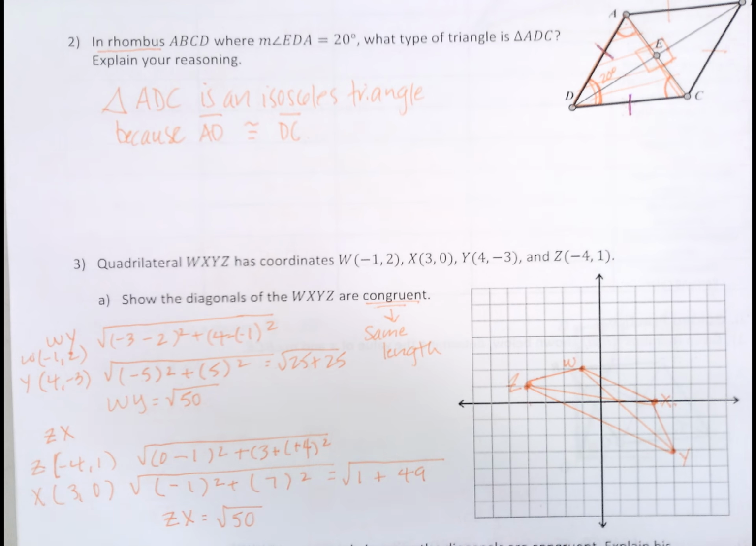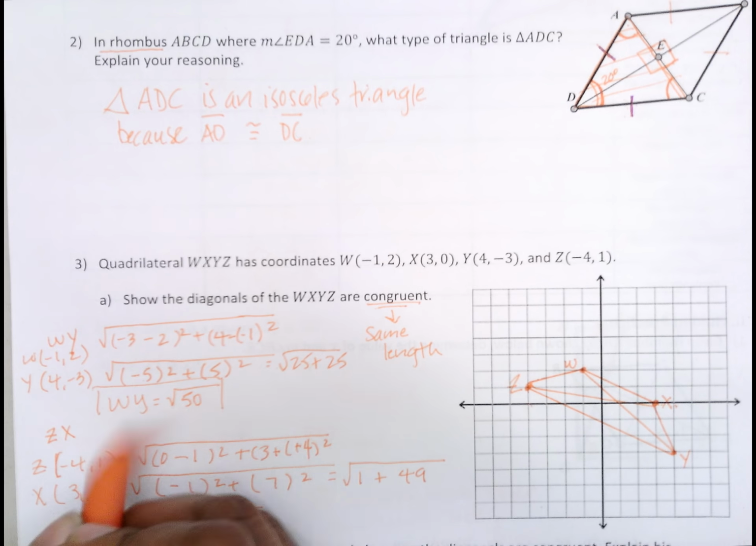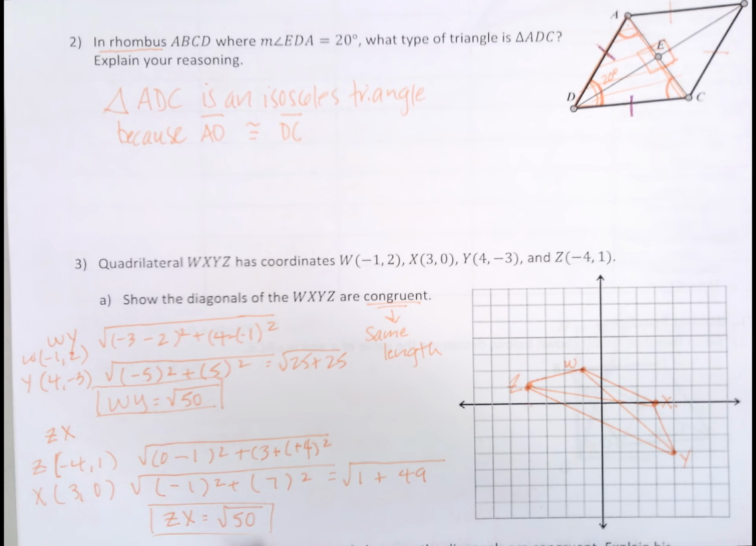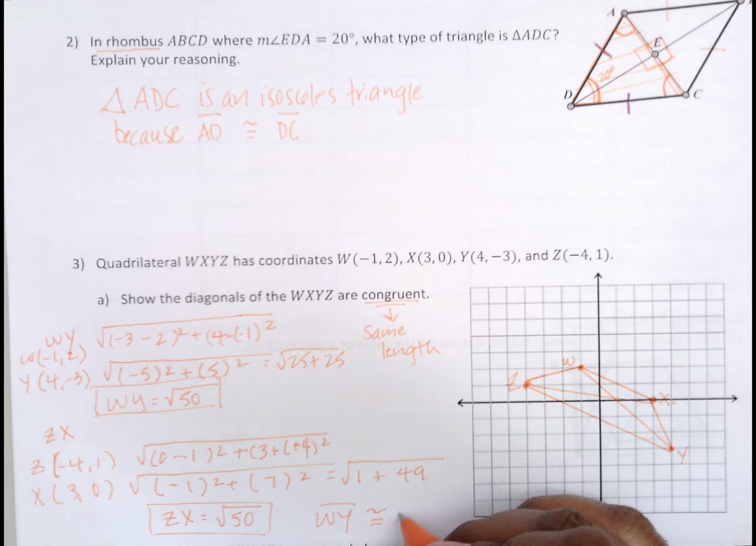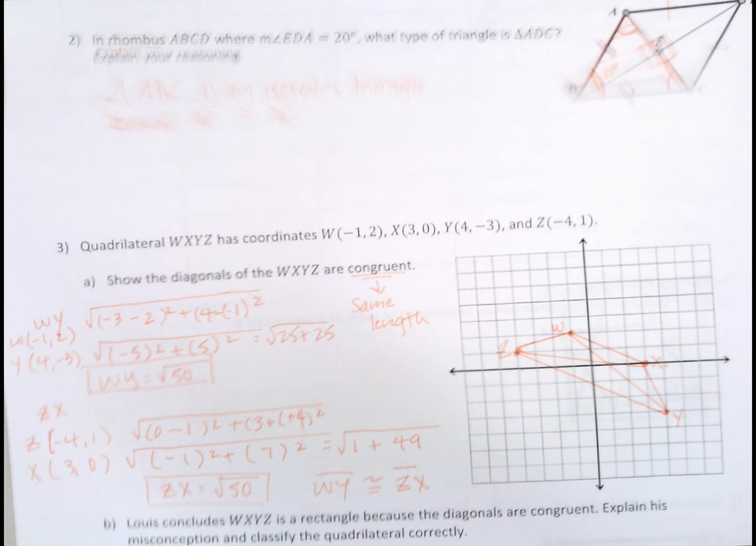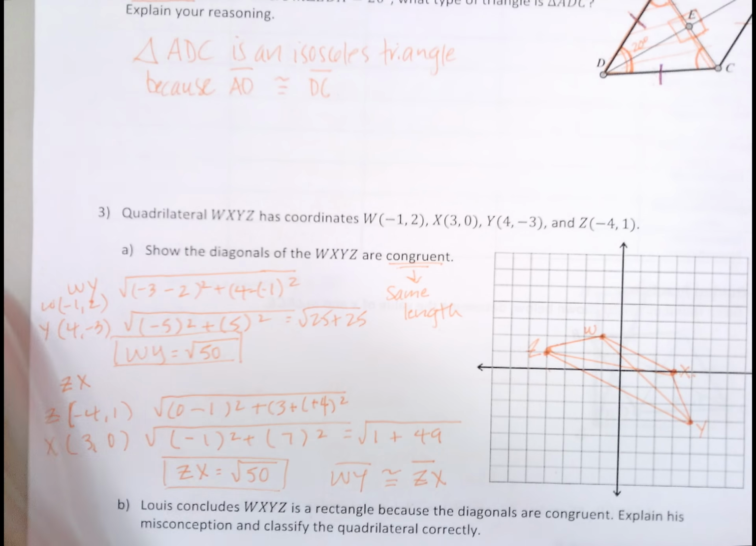So they are congruent. Okay, I'm just going to put a box around their lengths. And then I can make the final statement that segment WY is congruent to segment ZX, because 50 and 50 are the same numbers. All right, that's how you would prove that.